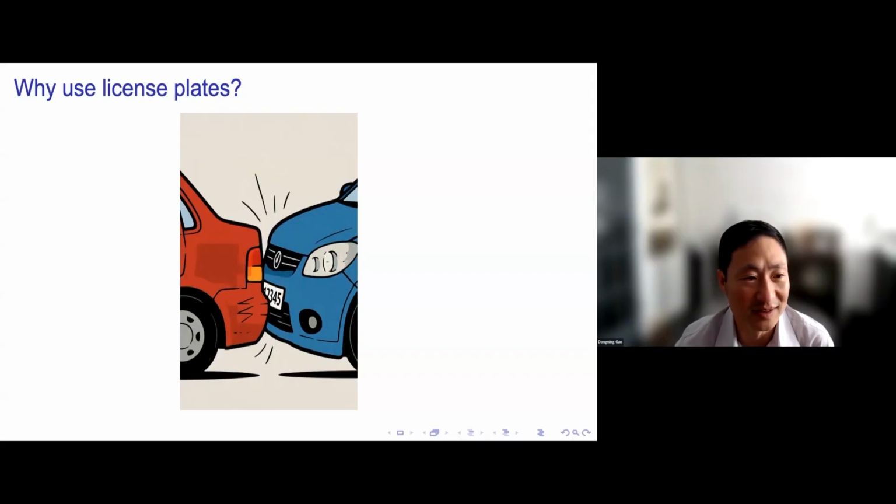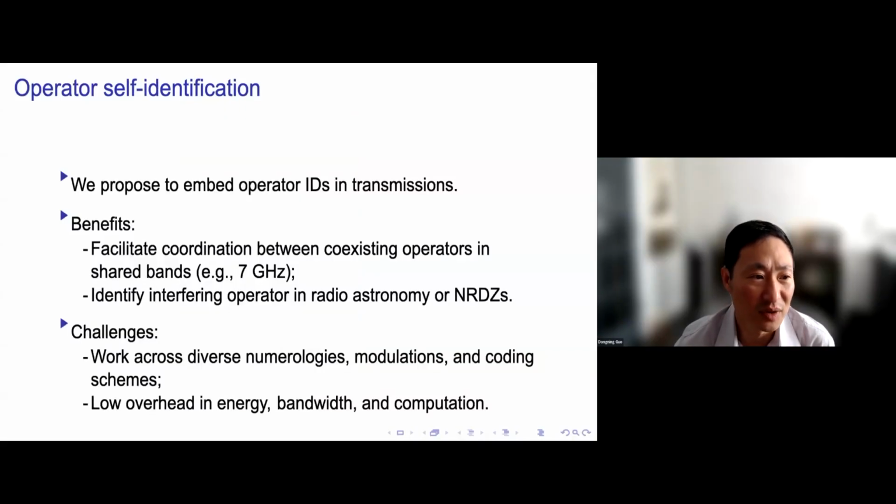Next page, please. And so there comes our proposal to embed operator IDs in transmissions. Not necessarily in every single packet, but every now and then, a transmitter will identify itself. And also the identification is not necessarily as detailed as who exactly the transmitter is, but rather who the operator is. So let's say Verizon's devices will tell us that's Verizon. So basically who is orchestrating transmission over that spectrum.